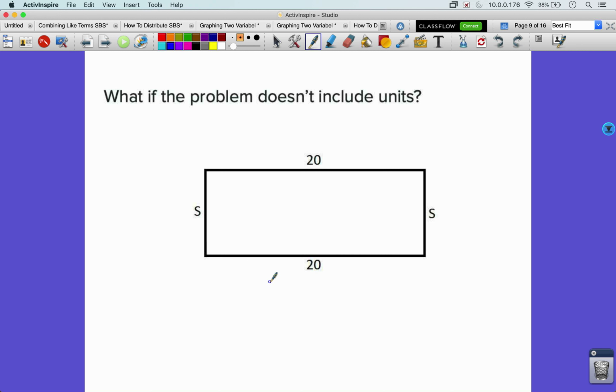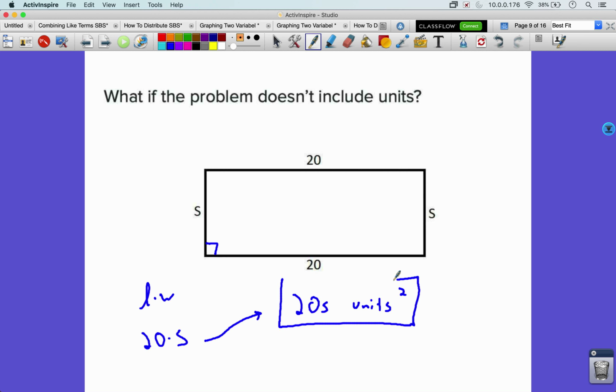Now what do we do if the problem doesn't include units and we have a side length that's a variable? Well, we can still pick a length and a width and multiply them. So length times width is going to become 20 times s. But since we don't know what to write for the unit, we're just going to say 20s units squared. So that'll remind us that this is still a square unit, even if we don't know if it's inches or feet or meters or whatever. We still have to include that.